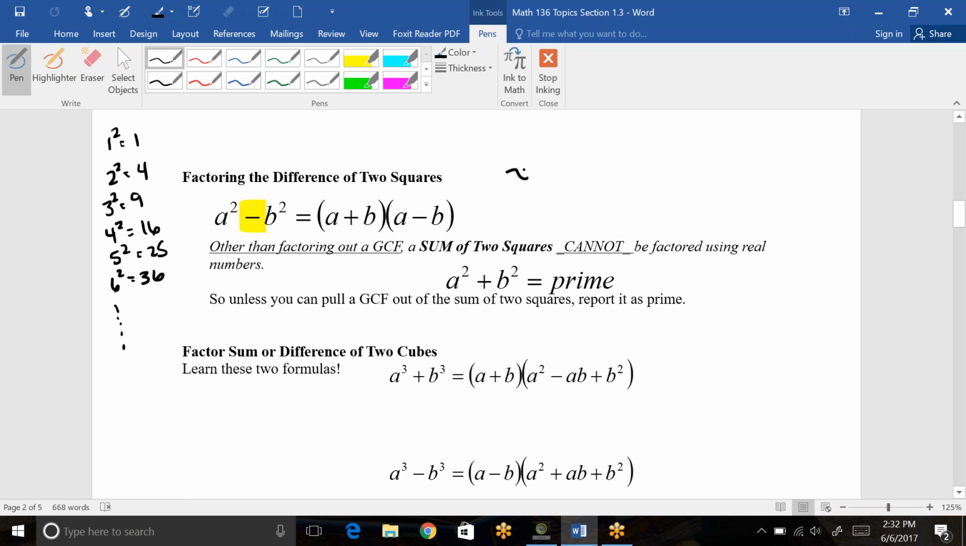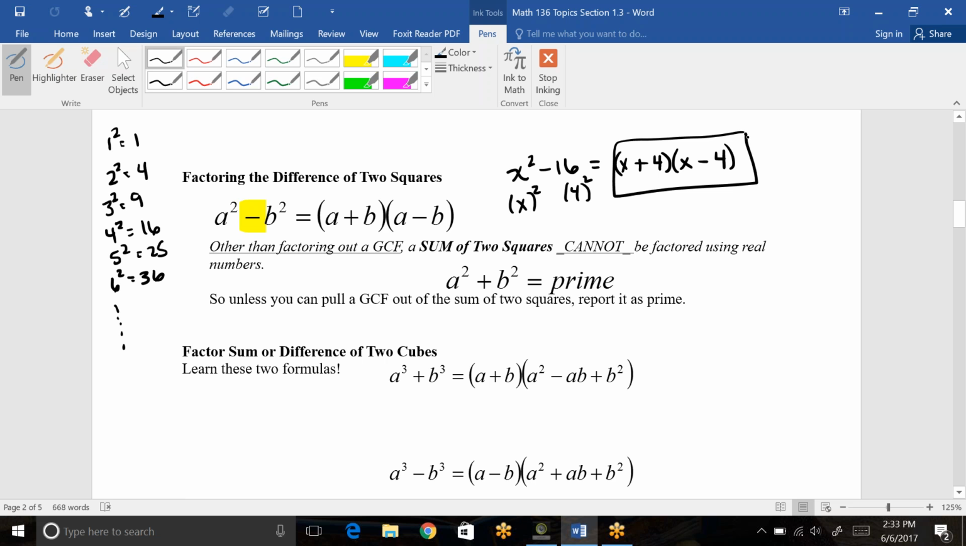So for example, x squared minus 16. This is a perfect square. 16 is also a perfect square. And there's a minus sign between. So since it fits the pattern a squared minus b squared, it factors into the square root of each of those numbers, once with a plus and once with a minus. Square root of x squared would just be x. Square root of 16 would be 4. So this is x plus 4 and x minus 4.